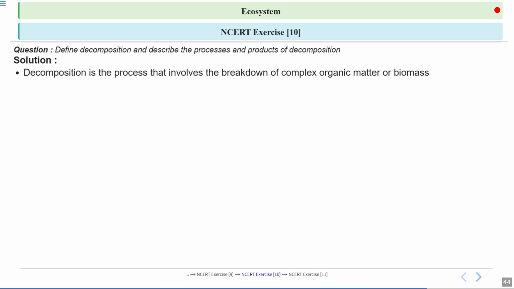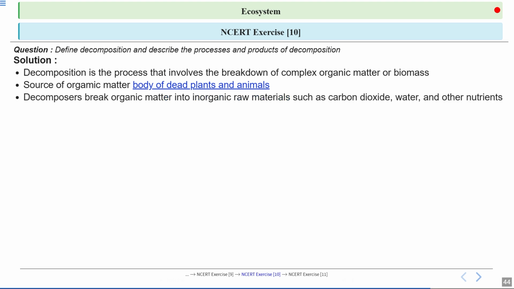Decomposition is the process in which complex organic matter like dead plants and animals is broken down into simpler substances by microorganisms such as bacteria or fungi, returning nutrients to the soil and helping in cycling of matter in an ecosystem. So in decomposition, finally, the organic matter is converted into inorganic nutrients. Now, the source of this organic matter is the body of dead plants and animals. Decomposers break down dead organic matter into simpler inorganic substances such as carbon dioxide, water, and minerals.